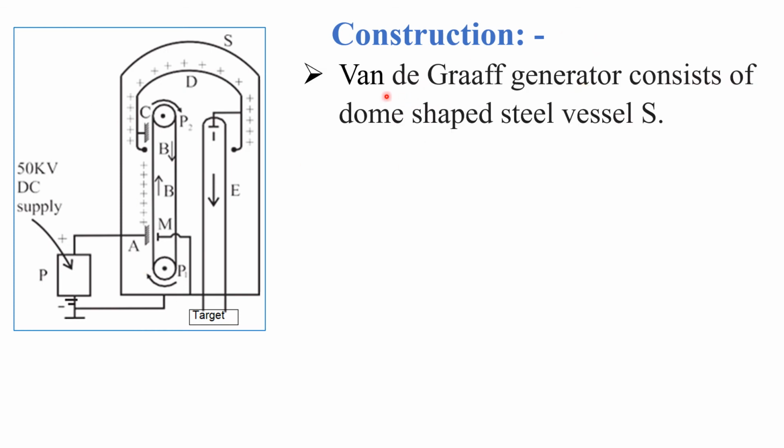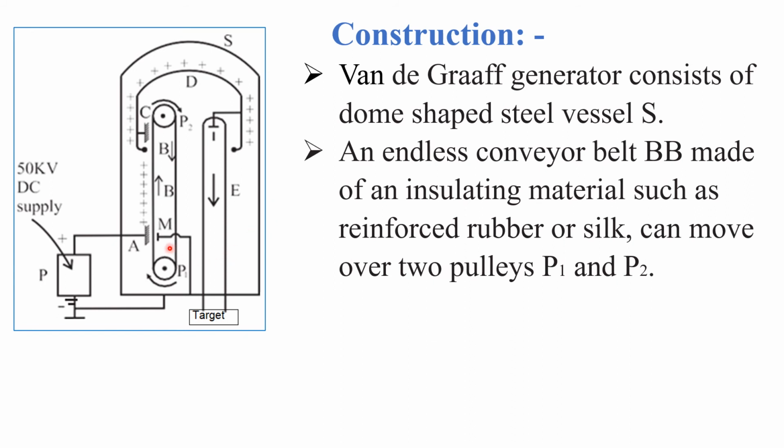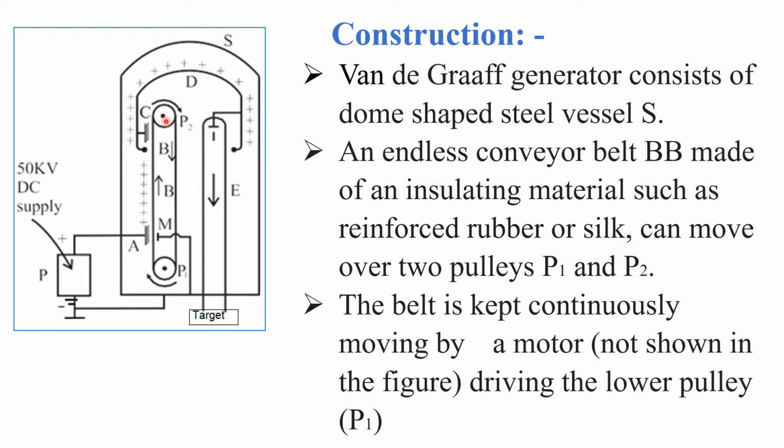Now construction. The Van de Graaff generator consists of a dome shaped steel vessel and an endless conveyor belt B', made up of insulating materials such as reinforced rubber or silk, which can move over pulleys P1 and P2. The belt is continuously moved by a motor. This motor is not shown in the figure. Here the motor is connected, driving the lower pulley P1.